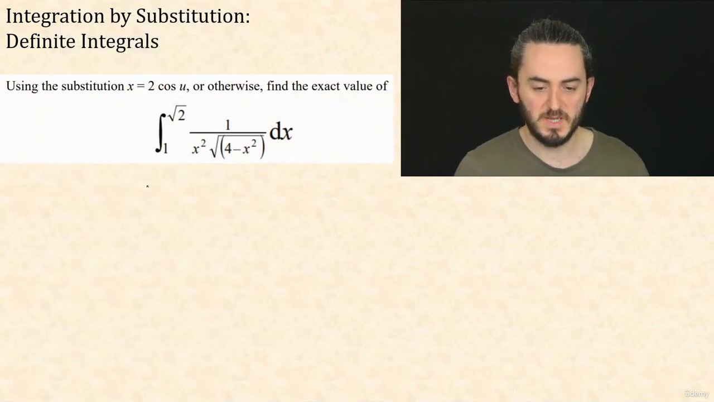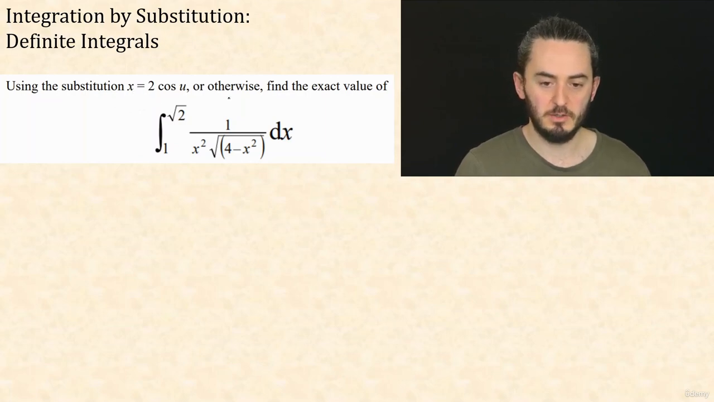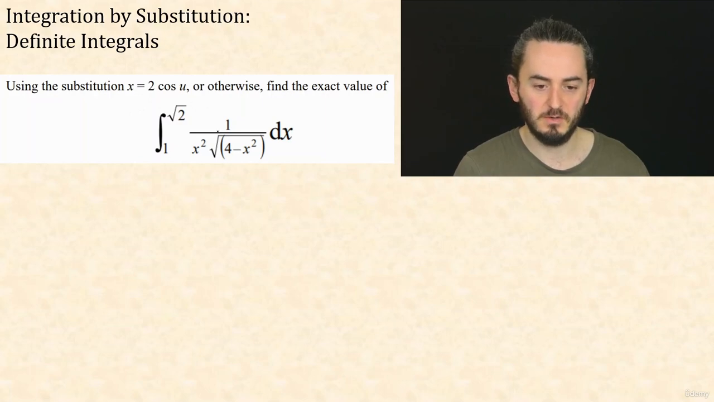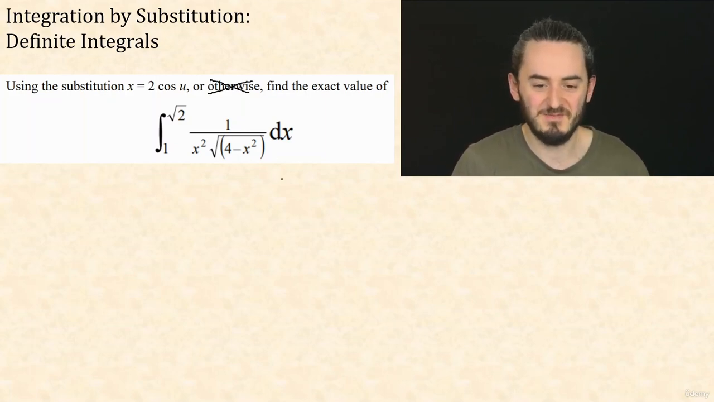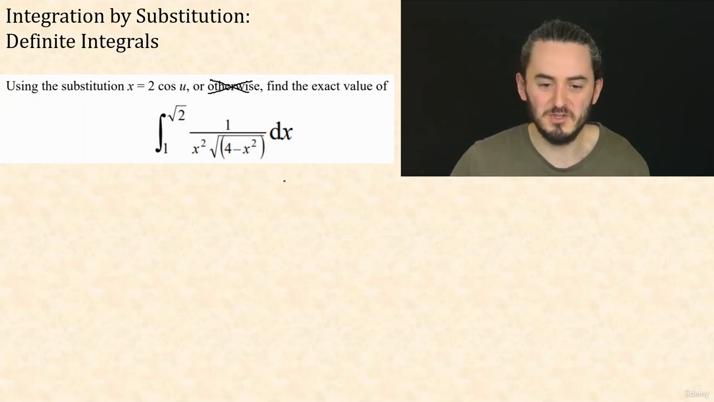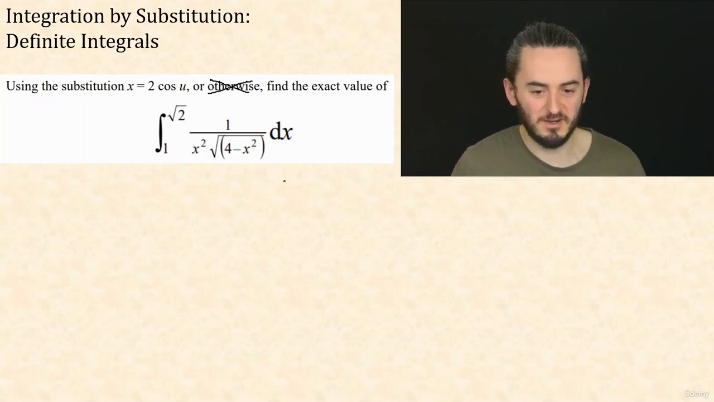Okay, so I've got a past paper question here. Use the substitution x equals 2 cos u, or otherwise, using the substitution, find the exact value of this integral. So the integral between 1 and root 2 of, bit of a monster, right? 1 over x squared root 4 minus x squared. Just going to give you some good life advice here. Never go with the or otherwise, okay? I mean, it is possible, presumably, but it's going to be infinitely harder. So let's just use what they told us.